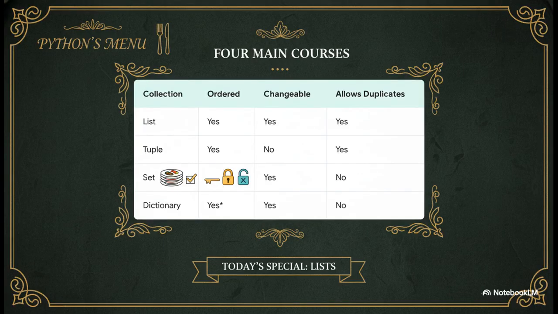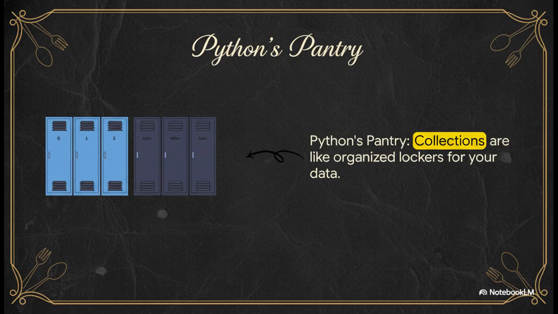Right, so here are the four main courses on Python's menu. You've got lists, tuples, sets, and dictionaries. And each one has its own, let's call them, special properties. You can see a list is ordered, it's changeable, and it's totally cool with duplicate items. A tuple is pretty similar, but here's the kicker. It's unchangeable. Once you make it, it's locked in for good. We'll get to the others another time, because today we are absolutely ordering the most popular and versatile dish on the menu, the list.